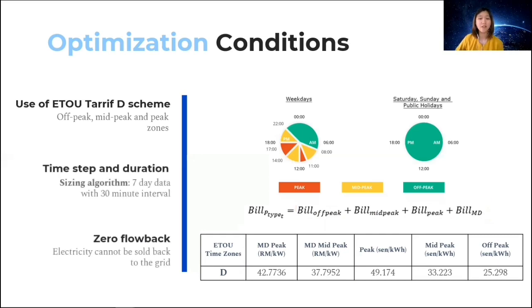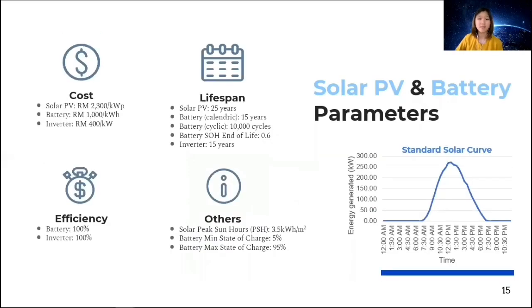Next, the sizing algorithms are also fixed to use 7 days of load consumption data with 30-minute interval as an input to find the optimal size of solar and battery. Moreover, it was also assumed that electricity cannot be sold back to the grid. Besides this, solar and battery parameters such as cost, lifespan, efficiency, and others are fixed as shown. It was also assumed that solar generation corresponds to the trends of a standard solar curve derived from averaging annual solar load profiles in Malaysia.